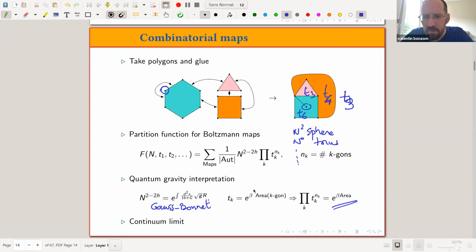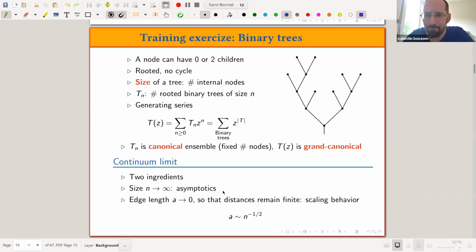So this gives you a quantum gravity interpretation, and it means also that because it's a discrete model, you need some kind of continuum limit. And to discuss this in further detail, I will even simplify the model further and tell you about binary trees. So this is my training exercise, if you want.